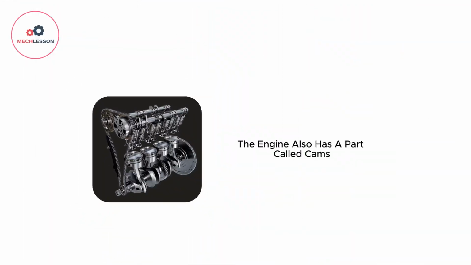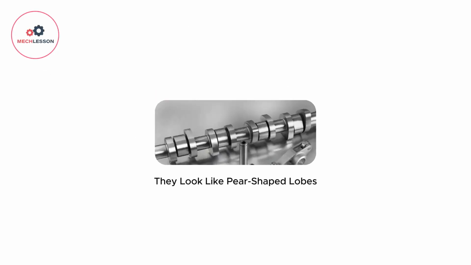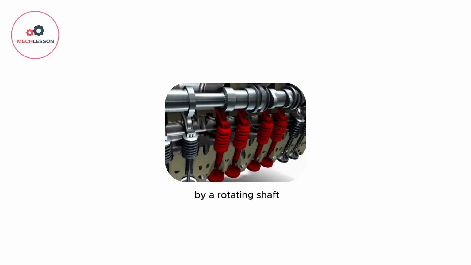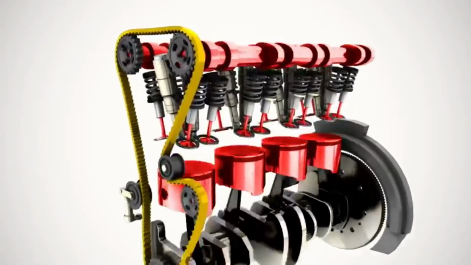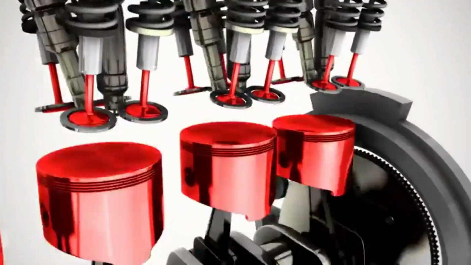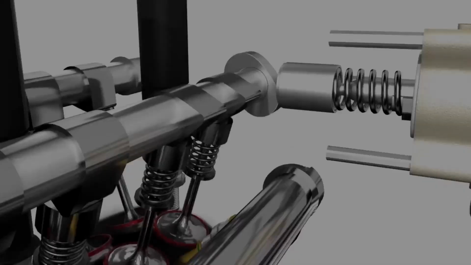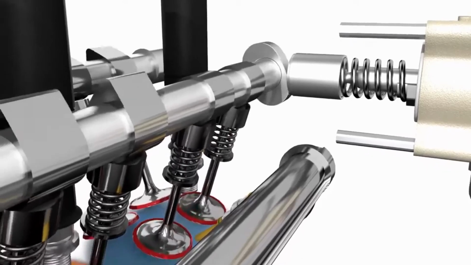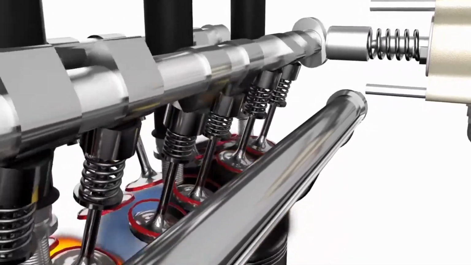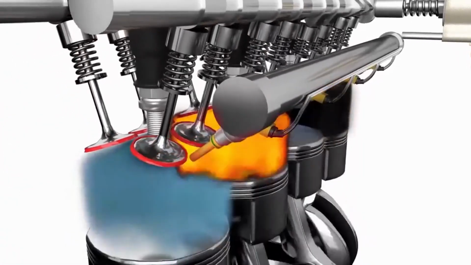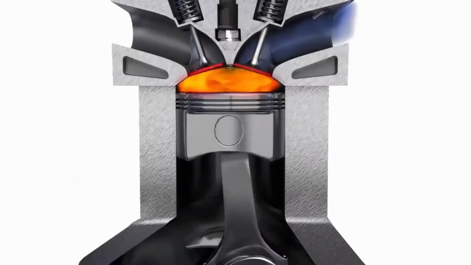The engine also has a part called cams. They look like pear-shaped lobes. They are designed to control the operation of the valve. They are controlled by a rotating shaft. The shaft is called the camshaft, and it is driven by a chain, a belt, or even a set of gears from the crankshaft. As the push rod rises on the cam, it pivots the rocker arm, which pushes the valve down, open, against the pressure of its spring. As the cam lobe rotates further, the valve spring acts to close the valve.